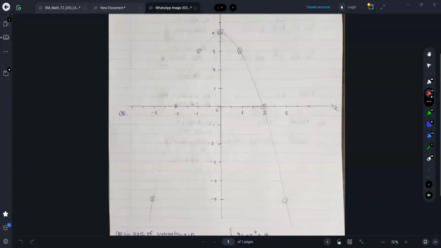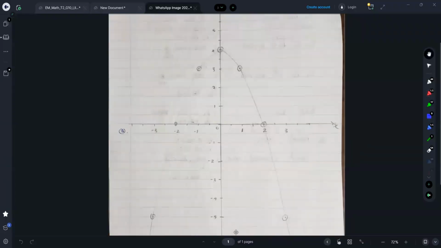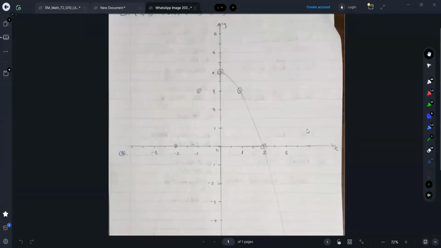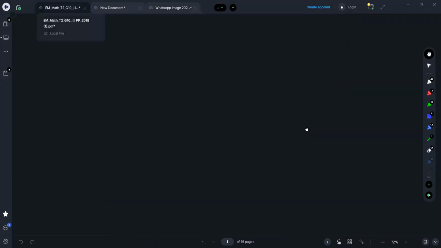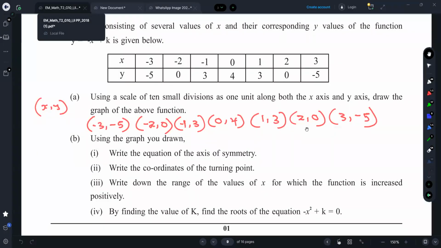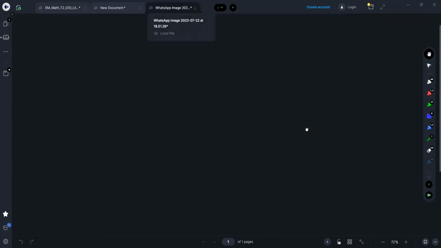This is a hand-drawn graph. You should draw in a graph paper, but this is just drawn on a piece of paper. Then, anyway, the graph should look like this, but these edges should be smooth. Okay. Then, let's look at the questions. Using the graph you drew, write the equation of axis of symmetry. What is the equation of axis of symmetry?